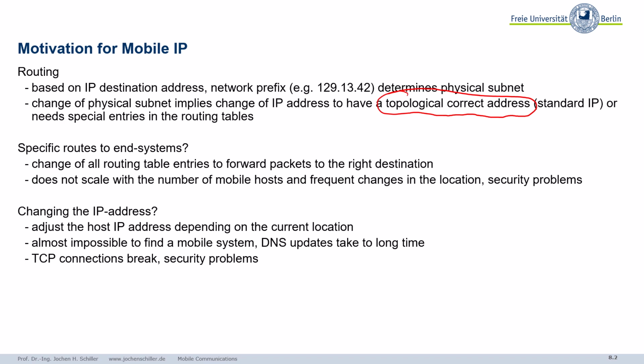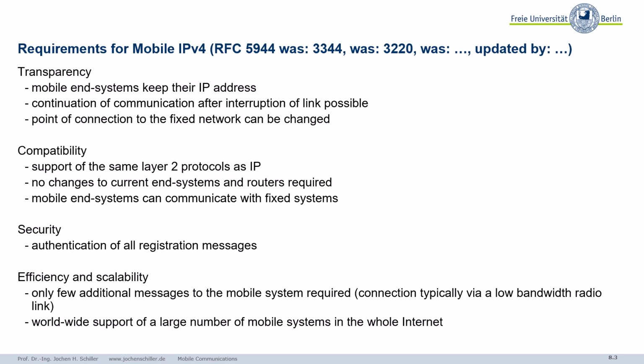So, what do we need for mobile IP? First of all, I will cover Mobile IP version 4, and you see there are a lot of updates. The current RFC 5944 describes that it's very important to be transparent. Yeah, that's exactly what we want. We want to keep the IP address. And after interruption of our link, so we change from one network into another one, the communication should simply continue.